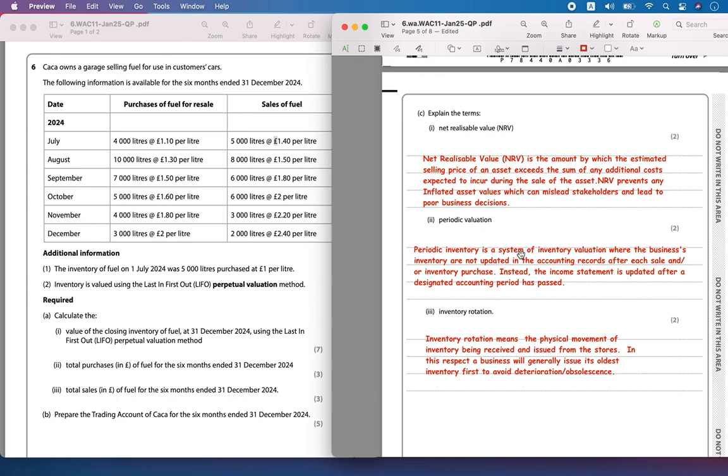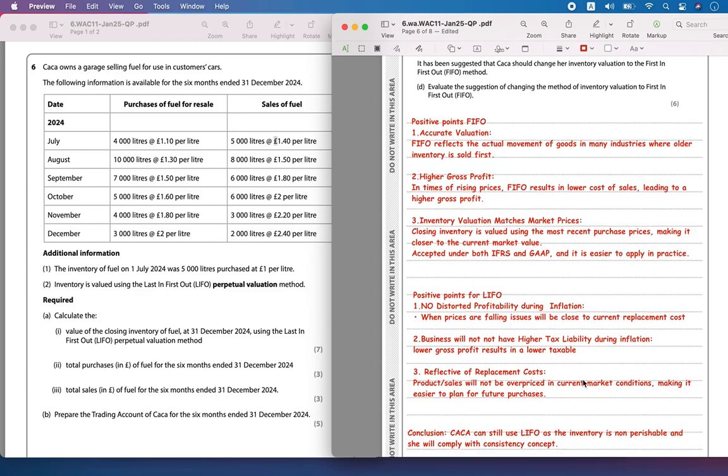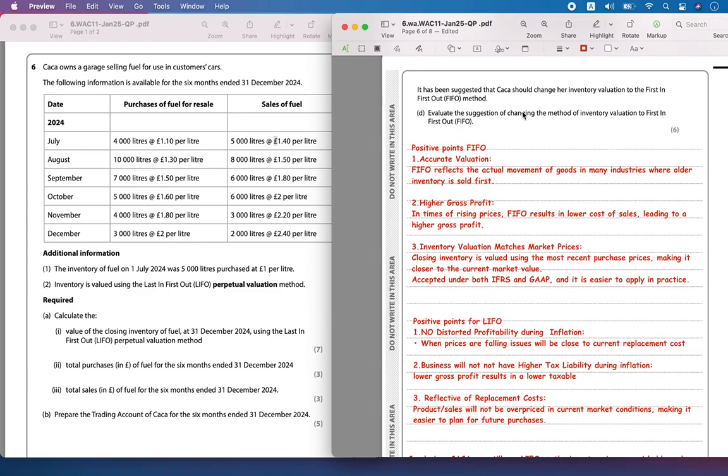Then periodic valuation. Periodic inventory is a system of inventory valuation where the inventories are not updated in the accounting records after each sale or purchase, as we did for perpetual inventory. Here it is updated only at the end of the accounting period, directly in the income statement. Then inventory rotation means the physical movement of inventory being received and issued from the stores. In general, the oldest inventory is issued to avoid any deterioration and obsolescence.